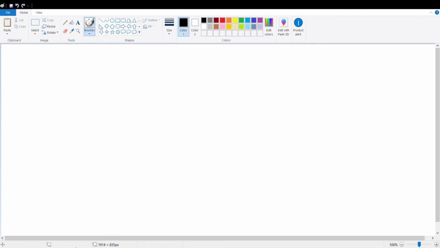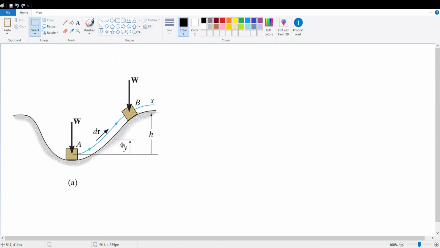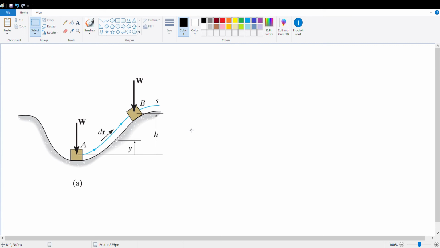So we said a conservative force is one where the work done by a force depends only on the initial and final position, and it's independent from the path that it travels. Then the force is referred to as a conservative force. An example of a conservative force is gravity, so weight. Let's look at this block moving on a surface from position A to position B.